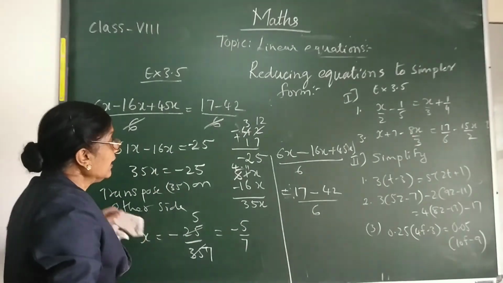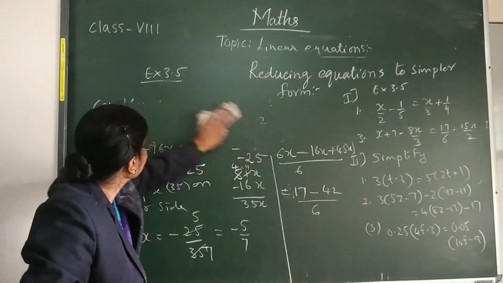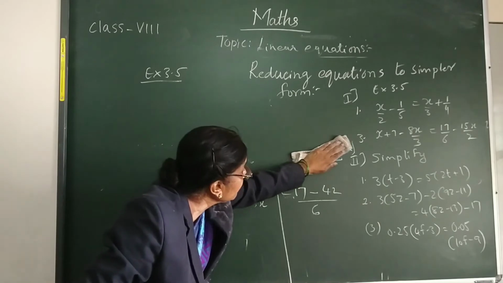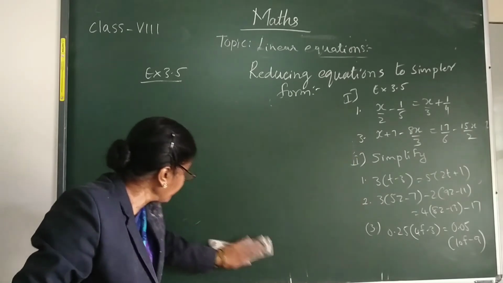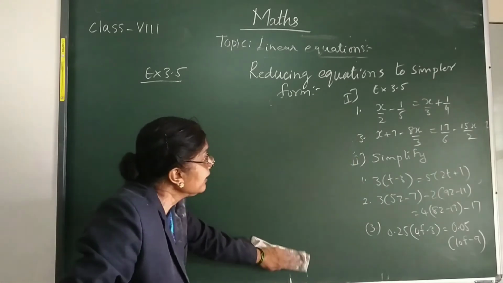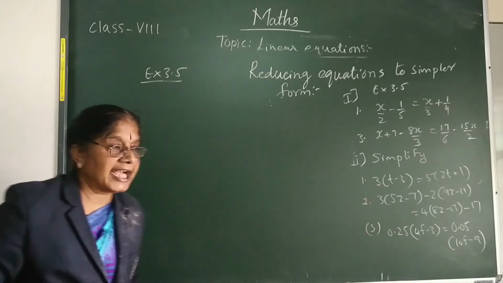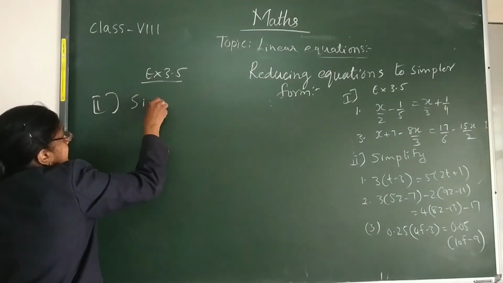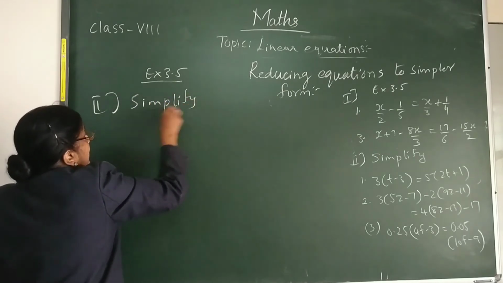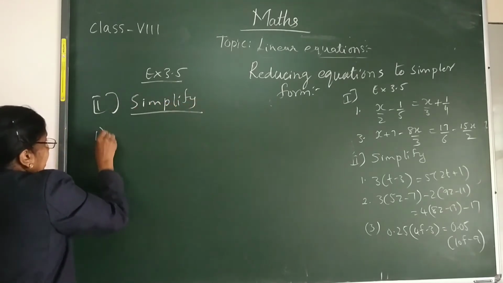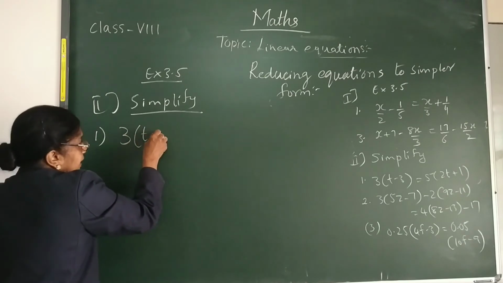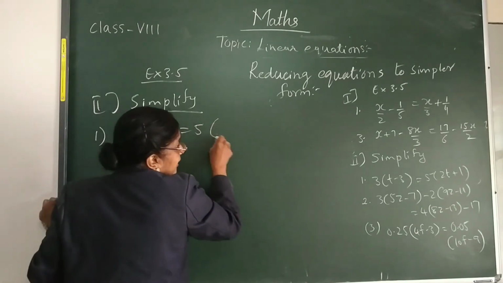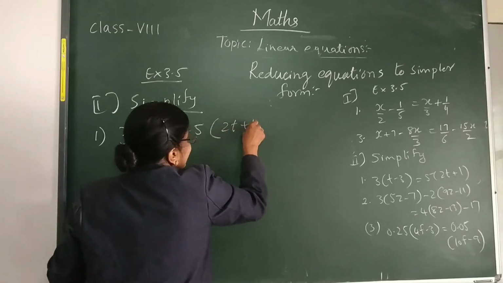Now we will go to the second main in exercise 3.5, which is also the same. You have to simplify and find out the value of whatever the variable is given. Here you can see variables are on both sides. So let us see the second main, which is called simplify. Let us take the first sum in that: 3 in the bracket, t minus 3 is equal to 5 in the bracket, 2t plus 1.